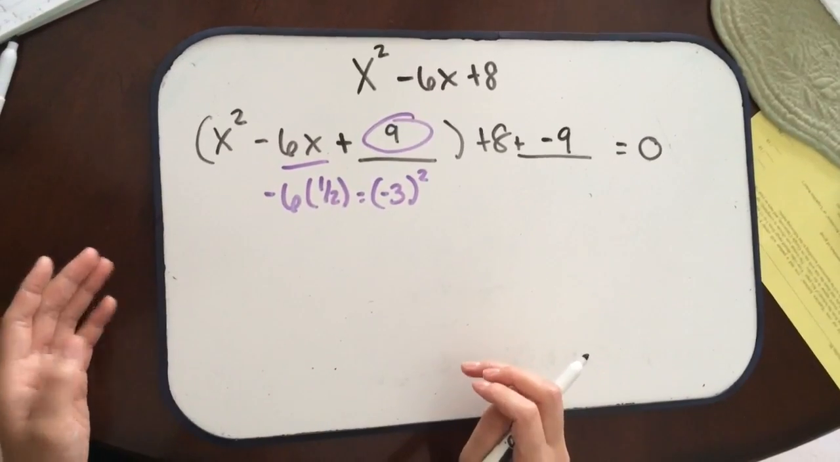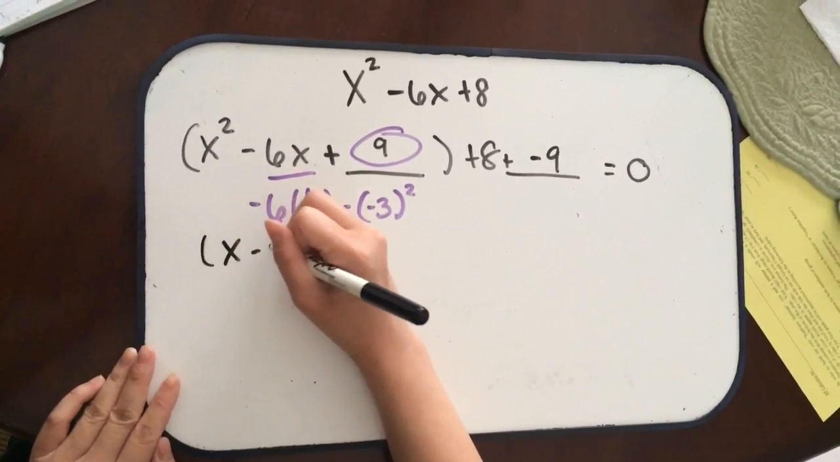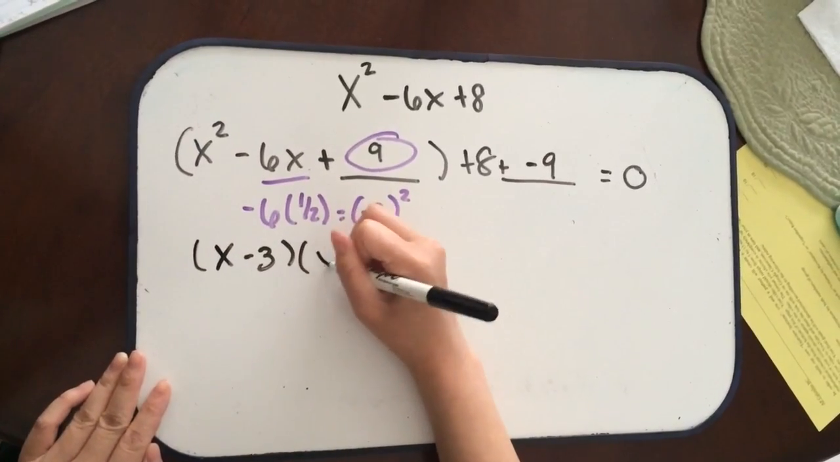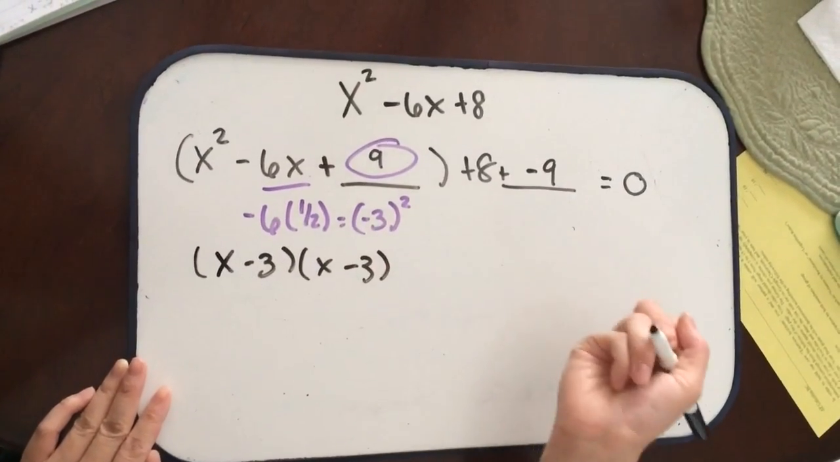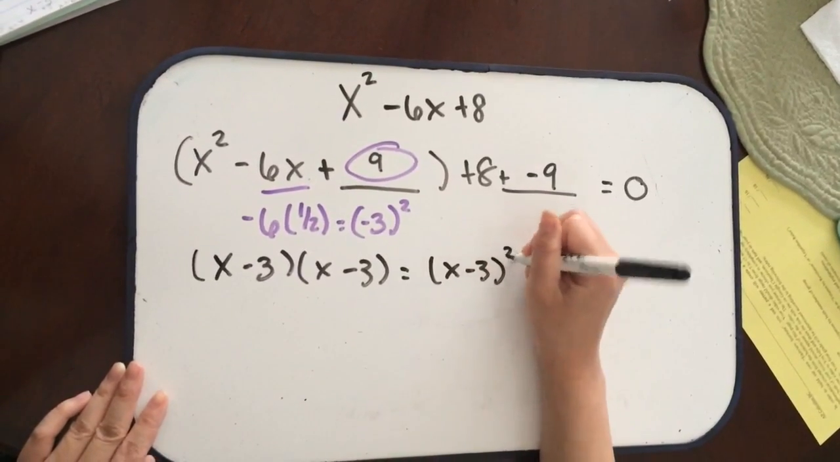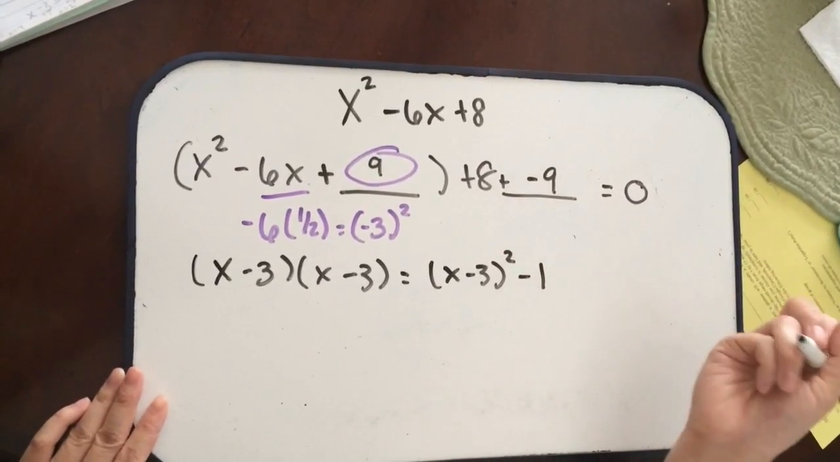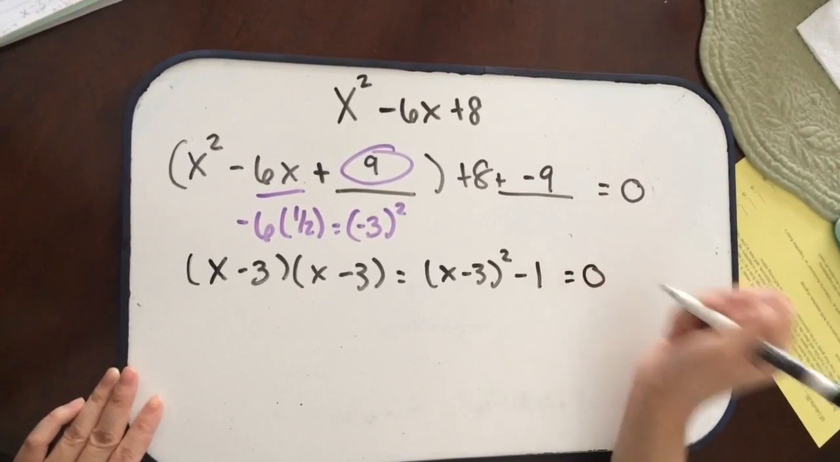Then you're going to factor it like normal. So you'll have x minus 3 times x minus 3, and that will just equal x minus 3 squared. Then you can just add these two terms together, so you'll get minus 1, and then you'll equal that to 0 again.